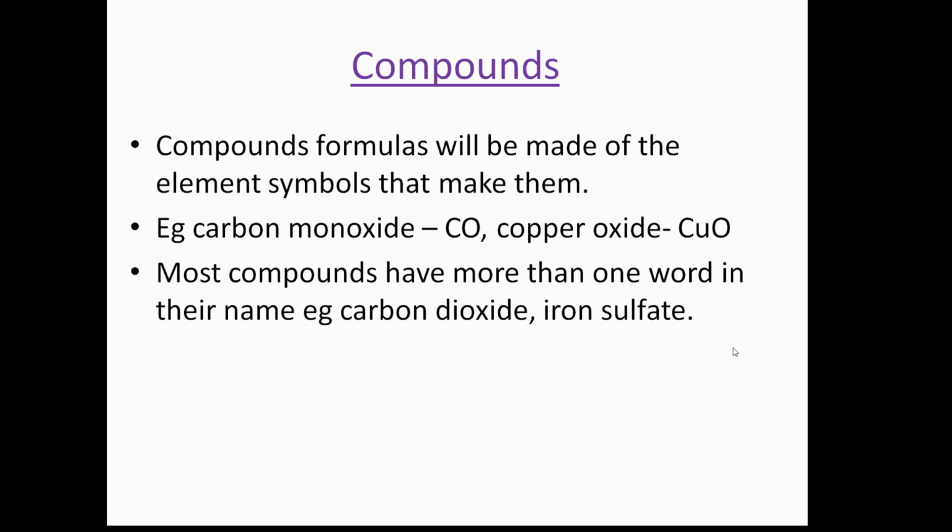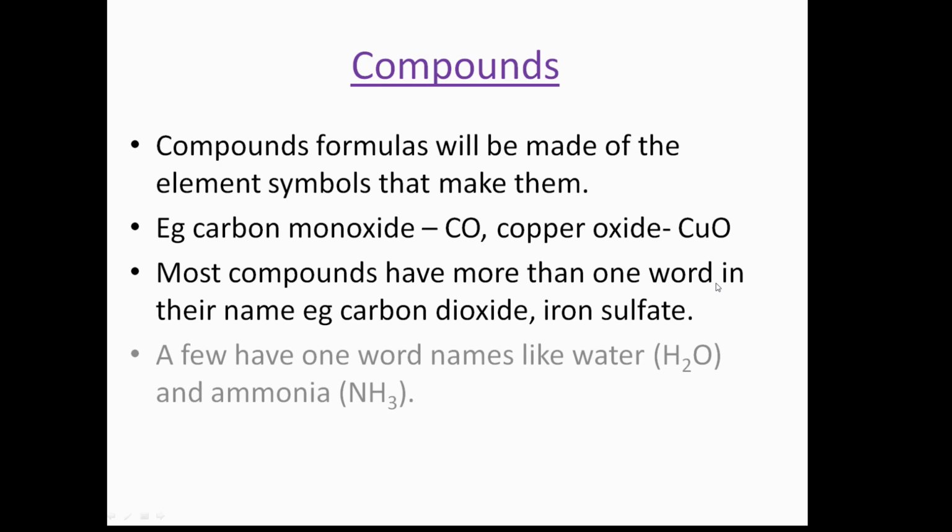Now, most compounds have more than one word in their name as well. For example, we get carbon dioxide, carbon monoxide, copper oxide, iron sulfate, hydrochloric acid. There are some examples which don't follow this rule. For example, water, but that's a common name, and what we might call dihydrogen monoxide. Another example of a compound that has a one-word name is methane. They're things that you're going to have to learn. And ammonia as well.